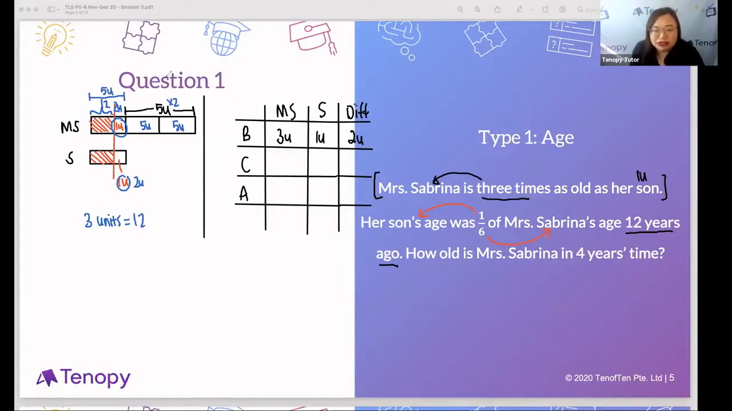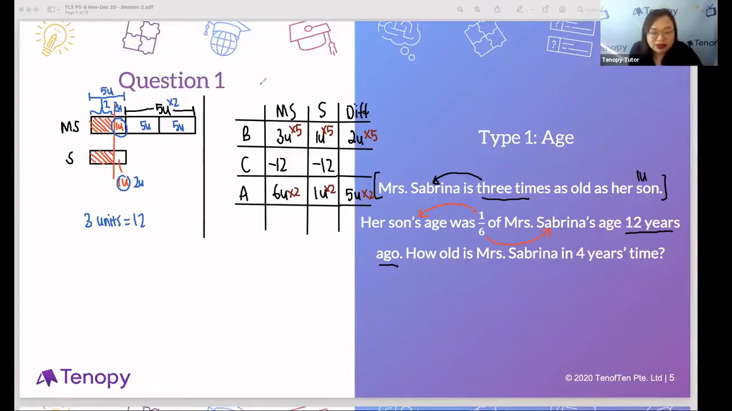Let's talk about 12 years ago, so both minus 12. Okay, Mrs. Sabrina now became 6 units. The son is only 1, difference is 5. So to make them the same, because age difference is always the same, I want to make 2 and 5 become common. So I need to multiply the whole row by 5. So if I multiply this first whole row by 5, bottom multiply everything by 2. Okay, then under the column of difference, they'll now all become 10 units.